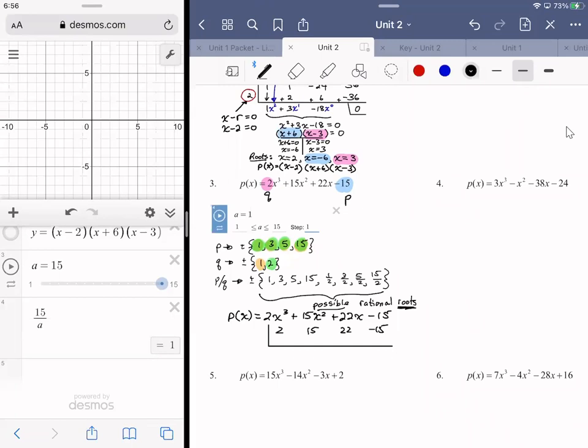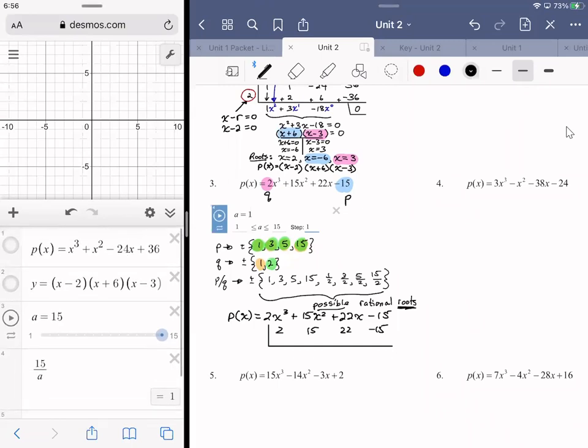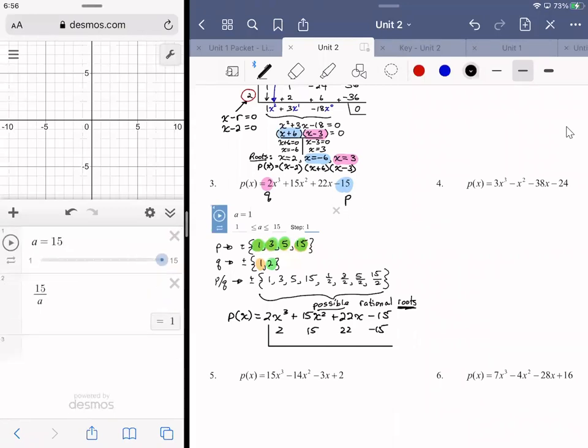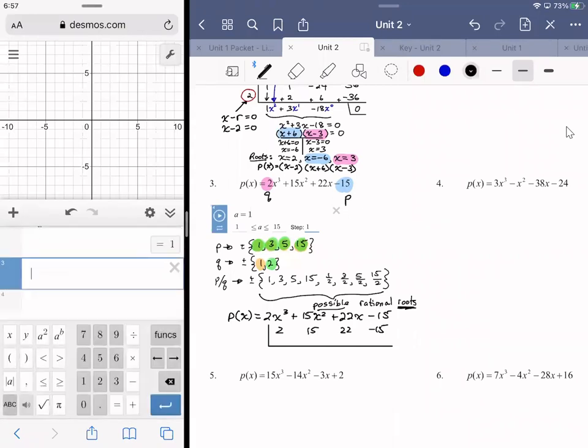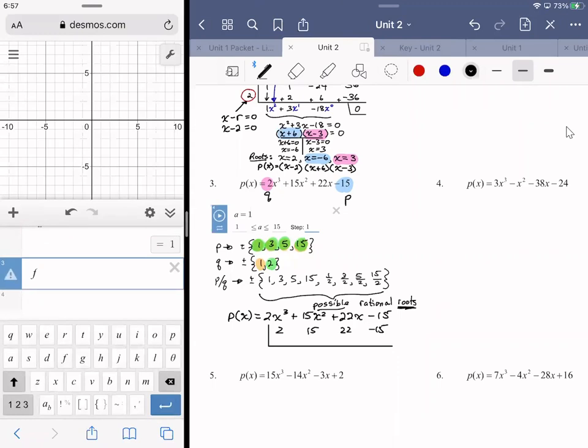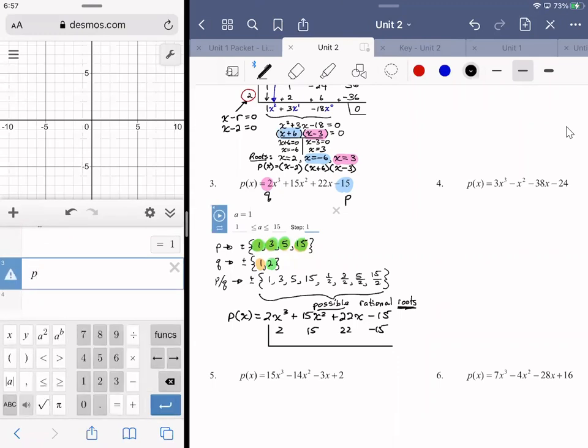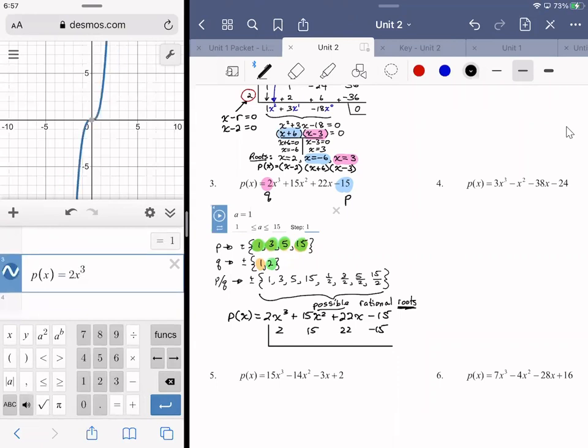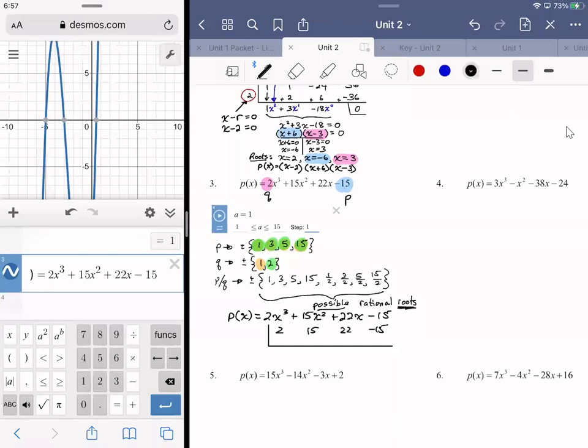Start with the number 1, see if it works. Then go to the number 2, see if that works, and so on. What we're going to do is a little bit more of a sophisticated approach. So P of x is equal to 2x to the third plus 15x squared plus 22x minus 15. And then we're just going to grab one that works.